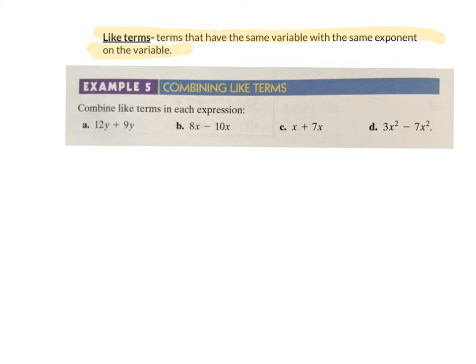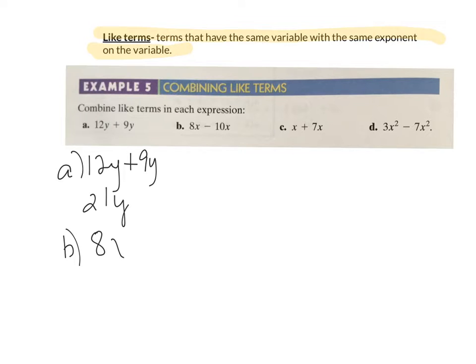So A part here, we have 12y plus 9y, and they both have y's in them, so just add the coefficients, which I mean the number in front of the variable. Add the coefficients, leave the variable alone. So 12y plus 9y is 21y, and that's all you can do for that problem. B part, you have 8x minus 10x. Both terms have x's, and remember terms are separated by plus and minus signs.